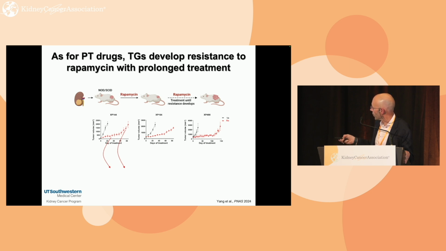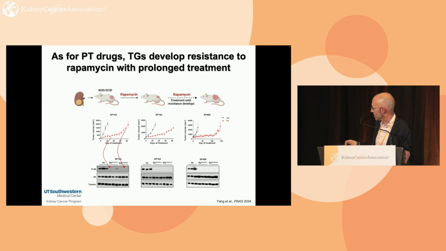So here we go. You have 3 different tumor graft lines. This is the vehicle curve in black. You treat with rapamycin, you can see that there is very substantial inhibition, but over time, in every case, with different latency, resistance develops. Interestingly, resistance develops despite persistent inhibition of mTOR in the tumor. There is persistent inhibition of mTOR despite the fact that these tumors are growing. Okay, so I'm showing that here.